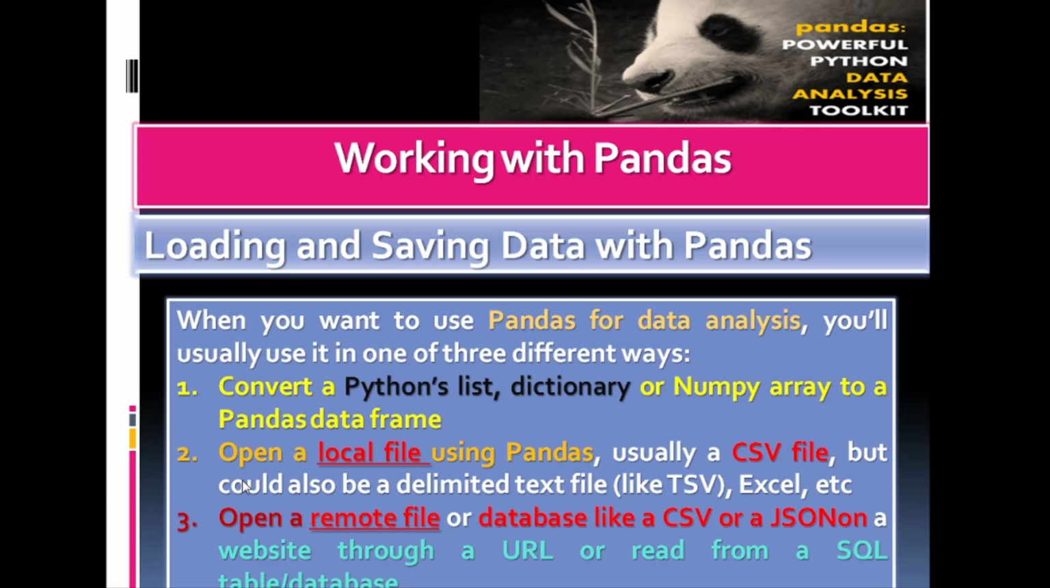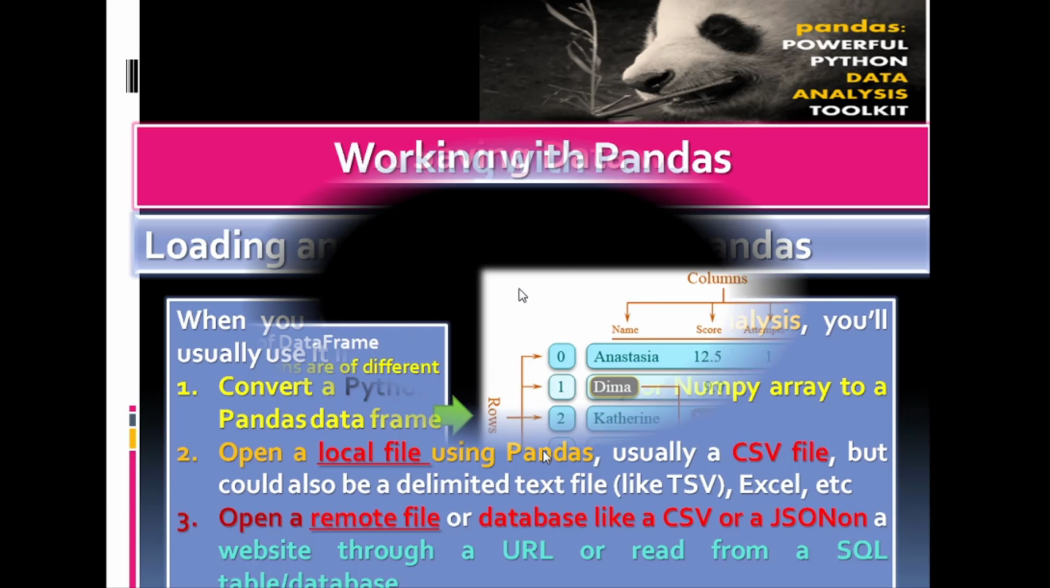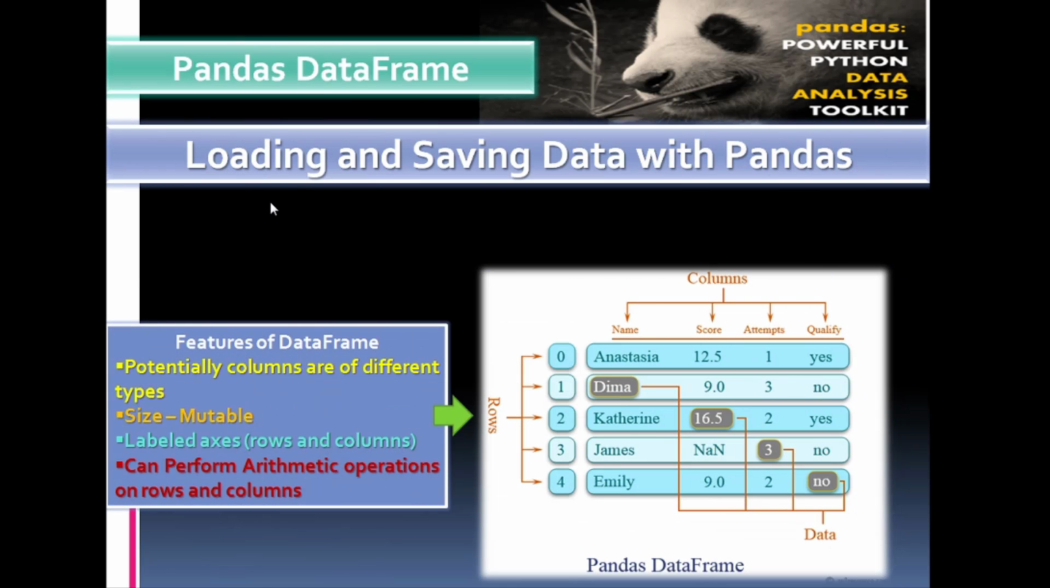So today I start with the second way. I teach you how, using Pandas, you can open a local file, for example how you can open a CSV file. With Pandas, when you want to import, load or save data, you need to use a data frame. So what is a data frame? A data frame is a two-dimensional data structure. For example, here is an example of a data frame.